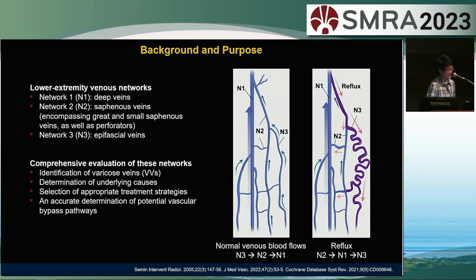Lower extremity veins are classified into 3 distinct networks. Venous blood flows from network 3 to network 2, then to network 1. Disruption of this order constitutes reflux, which is the main cause of varicose veins. So comprehensive evaluation of these networks is vital for diabetic patients.